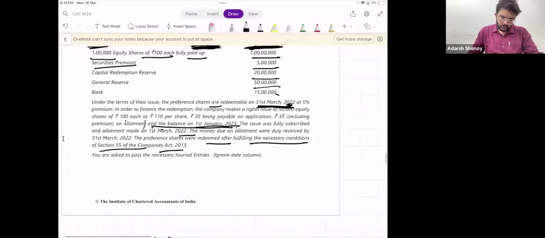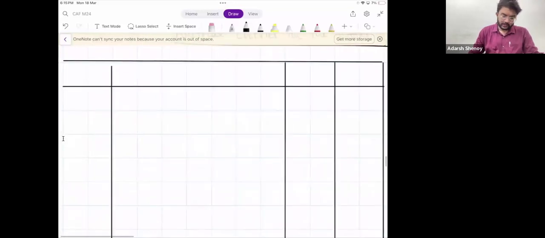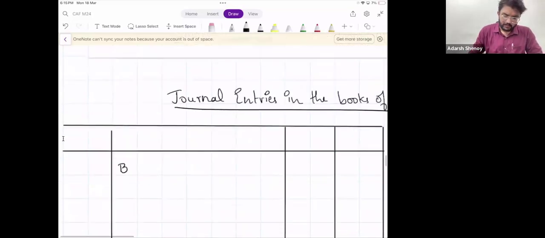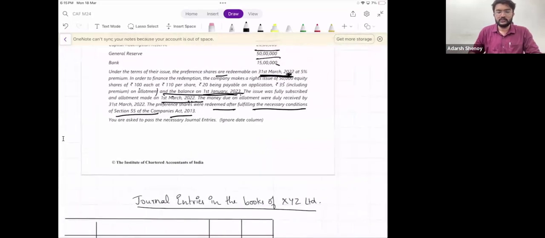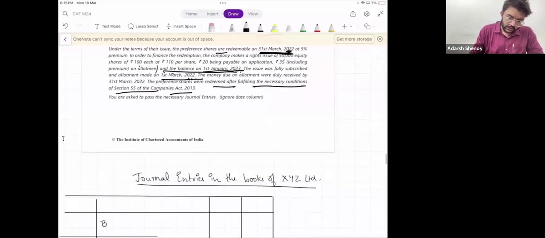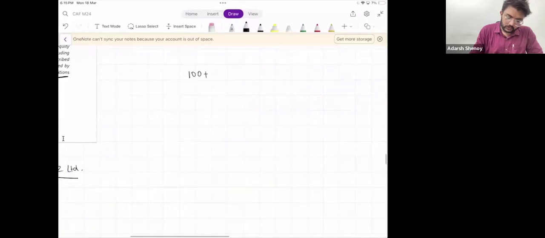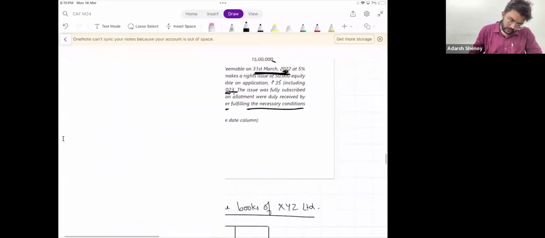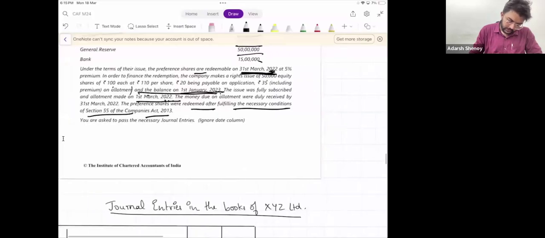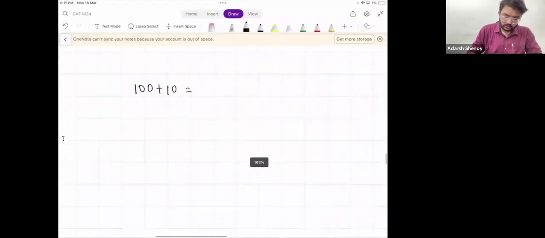First, we will do the rights issue, because the dates are given here, 1st March 22. Let's finish the rights issue and then go for the redemption related adjustments. First, we have to collect the application money. It's like a normal issue of shares: there is an application stage, an allotment stage, and a call stage. In total we are collecting 110, 100 towards face value and 10 towards premium. Shares of rupees 100 each at 110 per share, so the issue price is 110.